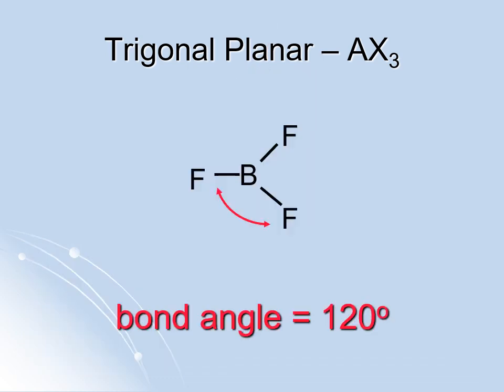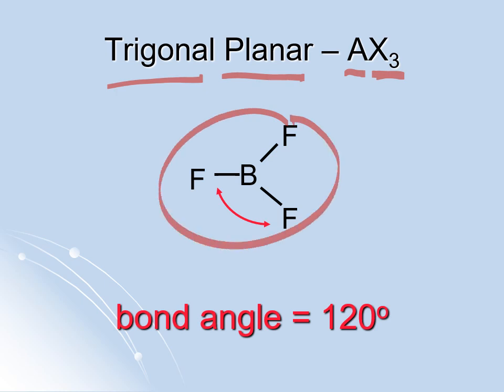So an example for this would be, say, if you have boron bonded to 3 fluorines. Boron does not have any lone pairs, so it is just A with 3 peripheral atoms around it, AX3. It's flat, so it's planar. 3 things around it, trigonal. And again, remember, you've got your 360-degree circle divided by 3 is going to tell you the bond angle between these is 120.